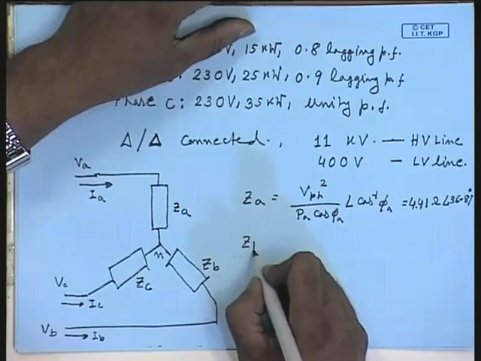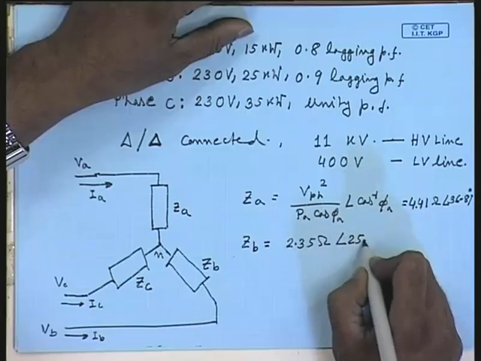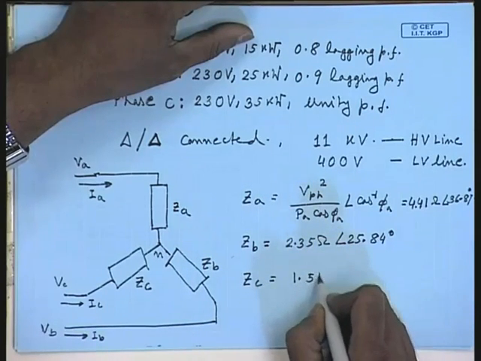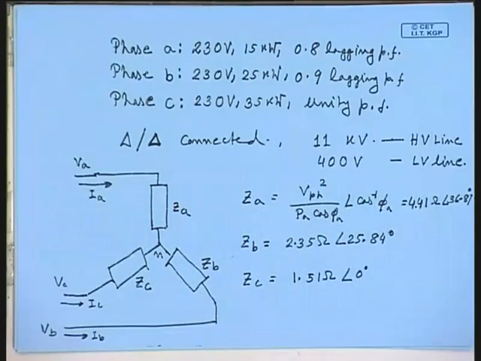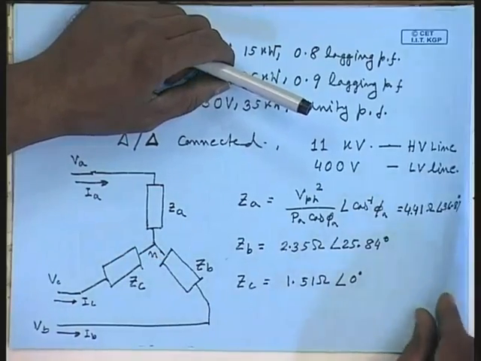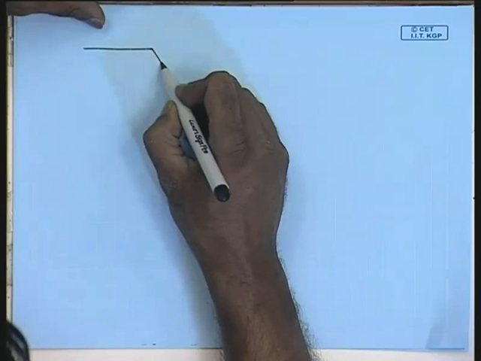Similarly, Z B equal to 2.35 ohm angle of 25.84 degrees. Phase Z C equal to 1.51 ohm angle of 0 degrees. Now, this is a delta delta connected transformer. The input side is connected to a balanced 11 kV source, and hence the low voltage side also you have balanced 400 volts supply. Let us assume ideal transformer. Therefore, it will be convenient to replace the star connected load by an equivalent delta connected load. The equivalent delta connected load will be connected like this.